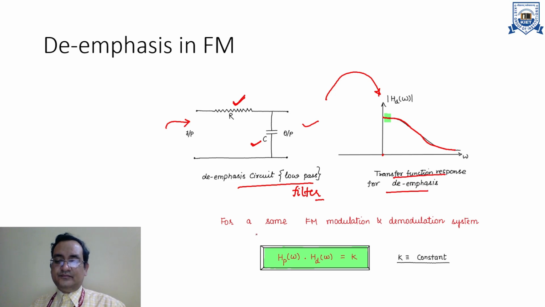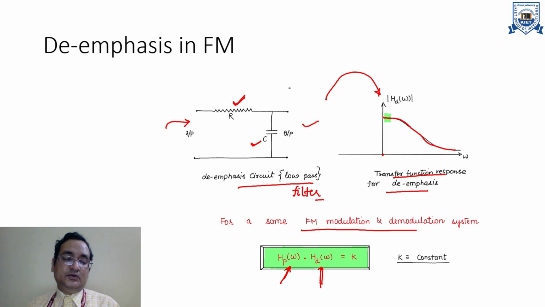For a given modulation and demodulation system, the relation between the transfer functions of pre-emphasis and de-emphasis is given by this equation. The multiplication of these two transfer functions will be a constant. That is very important, because when we apply pre-emphasis and de-emphasis for a certain frequency modulated system, the multiplication of the transfer functions of these two filters should be a constant.